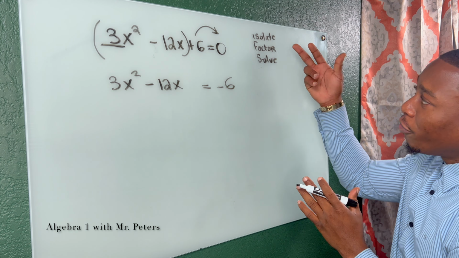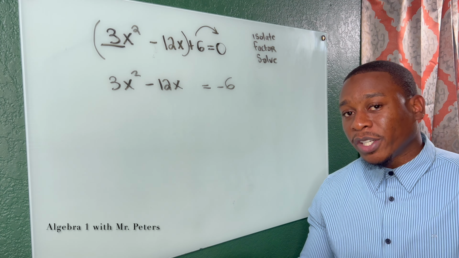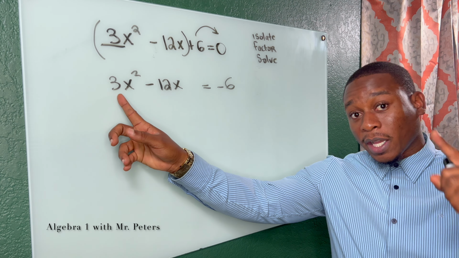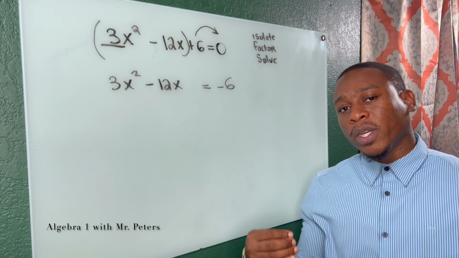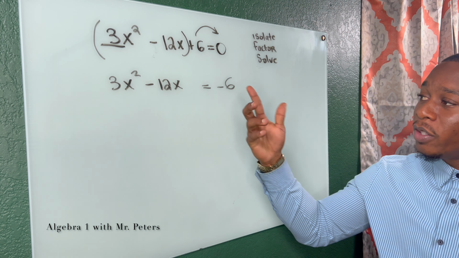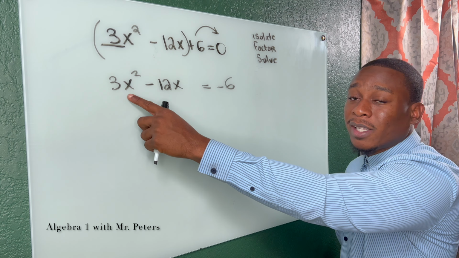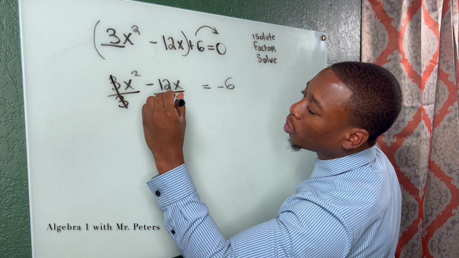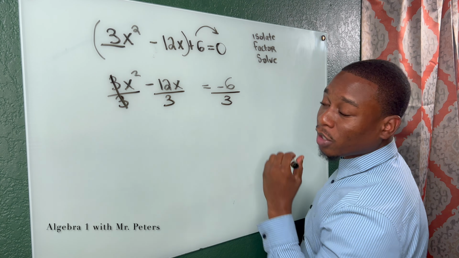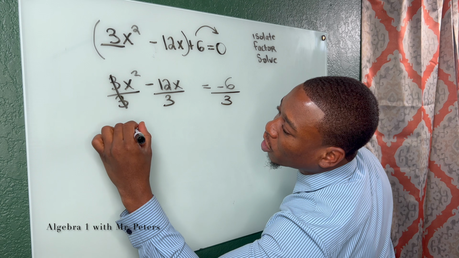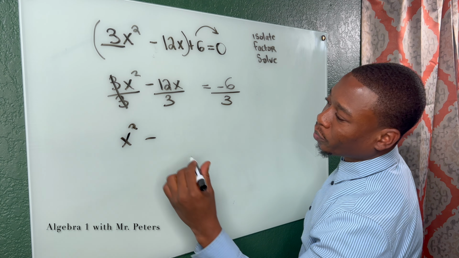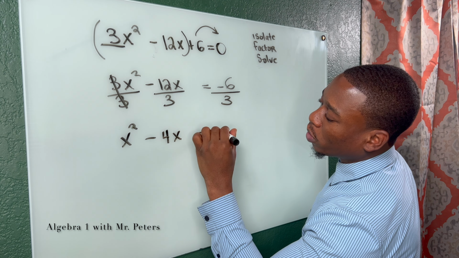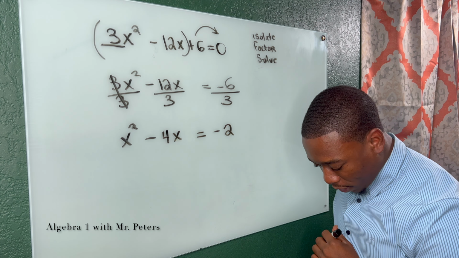Okay, now we need to factor, but we just said that we cannot have a lead coefficient that is greater than 1. So what are we going to do? We're going to divide all of these terms by 3 so that this has a coefficient of 1. So I divide 3 by itself, 12 by 3, and negative 6 by 3. So now we have x² minus 4x, and this is equal to negative 2, right?